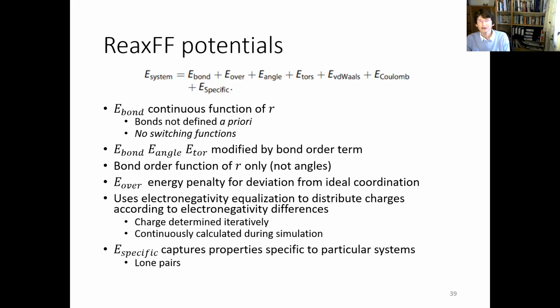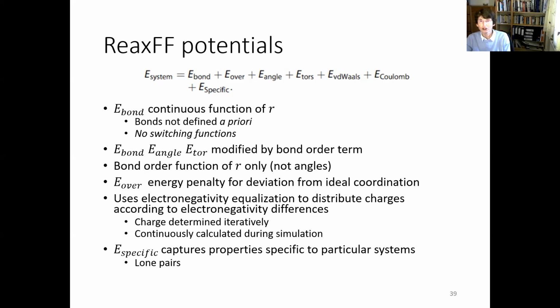The E over is an energy penalty because the bond order term doesn't do everything, and the coordination can actually deviate from the ideal. It doesn't prevent you having 12 atoms around a carbon. So in order to get this over-coordination penalty, it will actually help you get to the ideal coordination. So that's what the over-coordination is. But apart from the specific term, all the other things are familiar, but you have to remember that they're modified by a bond order term, which needs to be included.